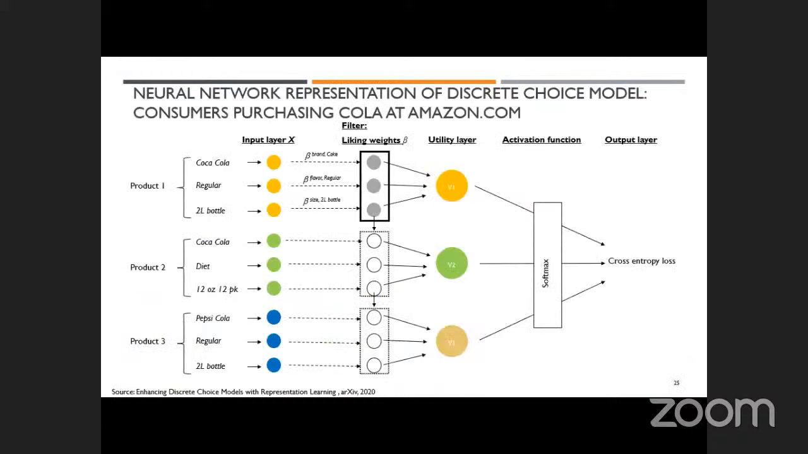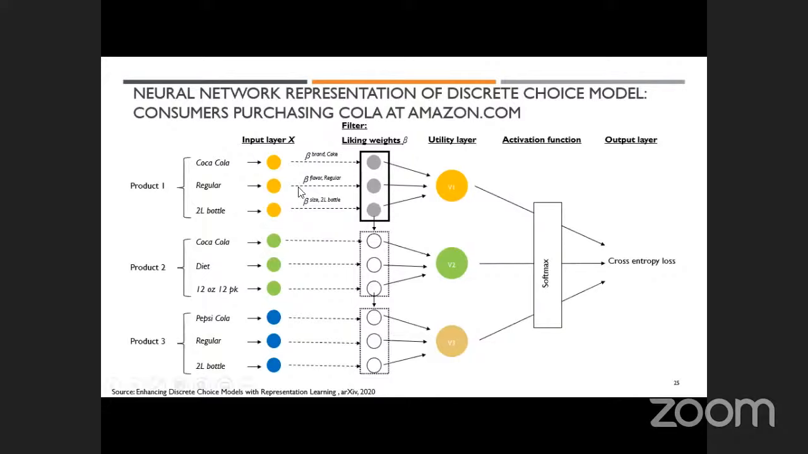So this is the neural network representation of the choice model, the basic static version. For each product, you can design the input layer, which is the attribute values, right? You can create a bunch of categorical dummy variables, which capture brand, the type such as regular or flavor, the container type, and also the size of the package, a 2 liter bottle or a 12 ounce 12 pack. That will be your input layer.